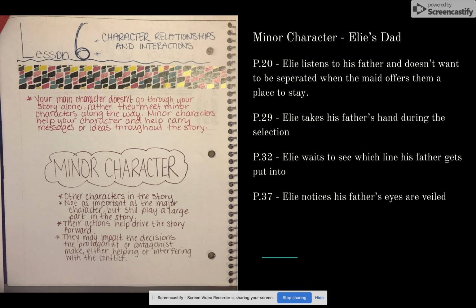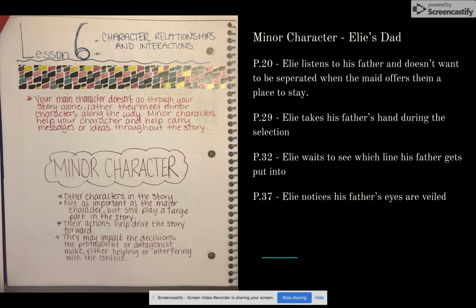The next spot is on page 37. And Ellie notices that his father's eyes are veiled. This means that he's noticing that his dad already looks really changed, that his dad doesn't look like the strong father that he knows that he has. This is after they get their new clothing and nothing fits. He said, I wanted to tell him something, but I didn't know what. So he's really just feeling sad for his father, and he doesn't know how to react to the situation.